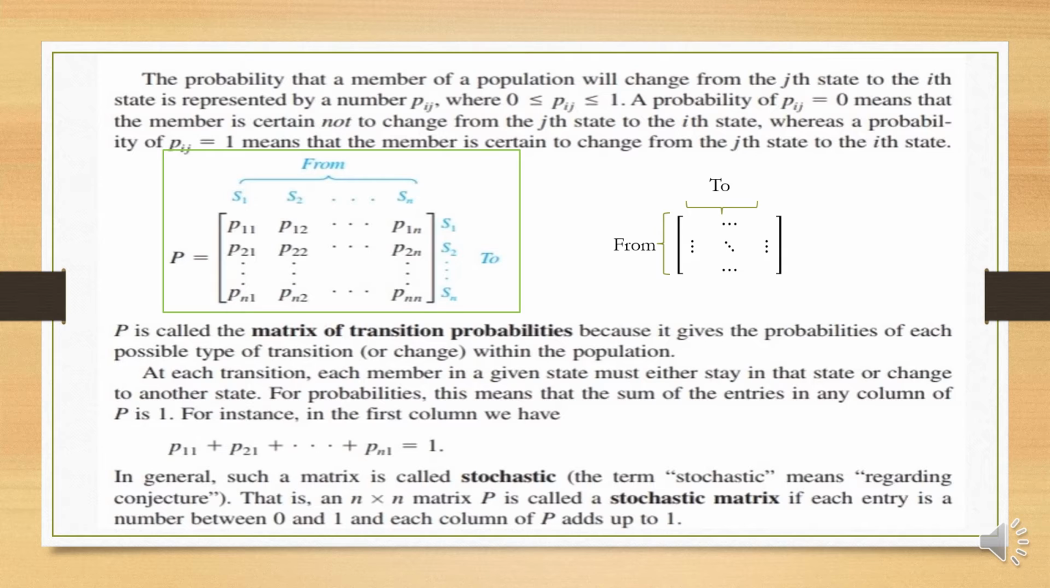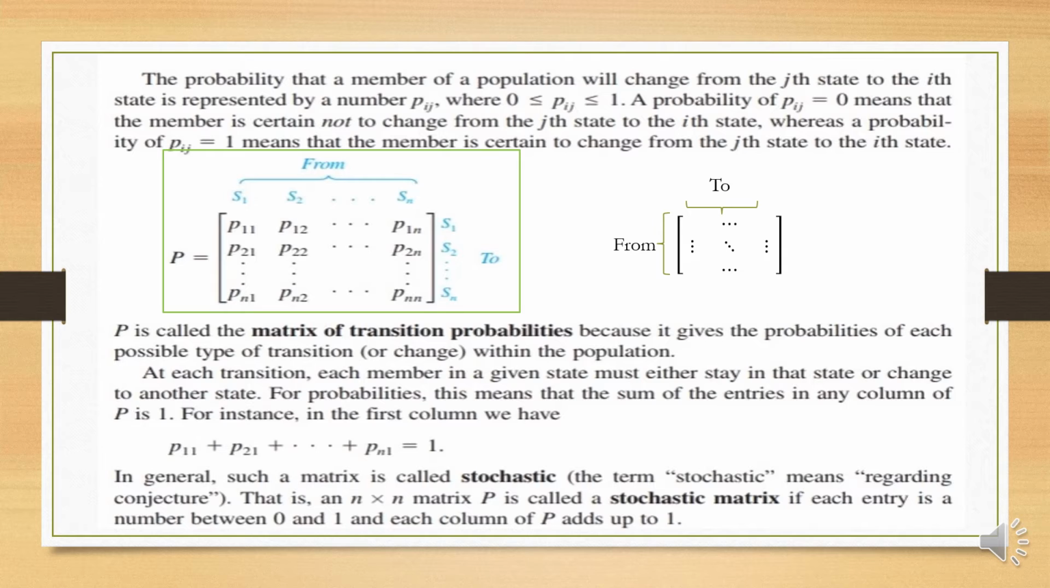P is called the matrix of transition probabilities because it gives the probabilities of each possible type of transition or change within the population. At each transition, each member in a given state must either stay in that state or change to another state. For probabilities, this means that the sum of the entries in any column of P is 1. For instance, in the first column, P sub 11 plus P sub 21 plus P sub n1 is 1. In general, such a matrix is called stochastic.